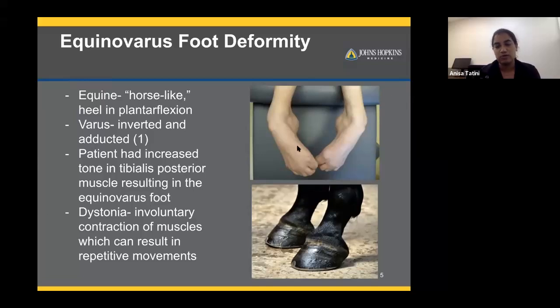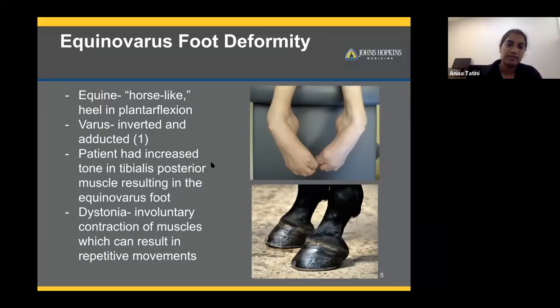So I included a picture of equinovarus foot deformity. As you can see, this patient up here on the top right has that. Generally, it's something you see for patients who've had brain injuries. You can also see it a lot with children with CP. And the more common phrase for it is actually clubfoot.